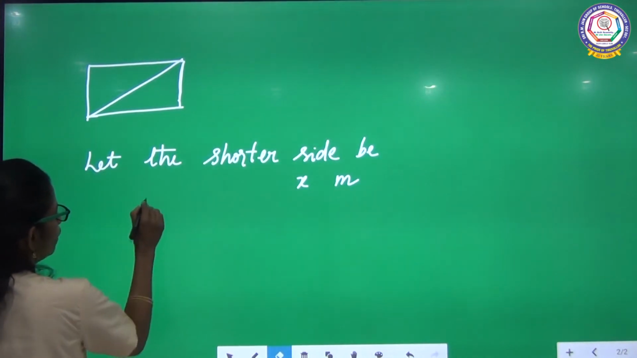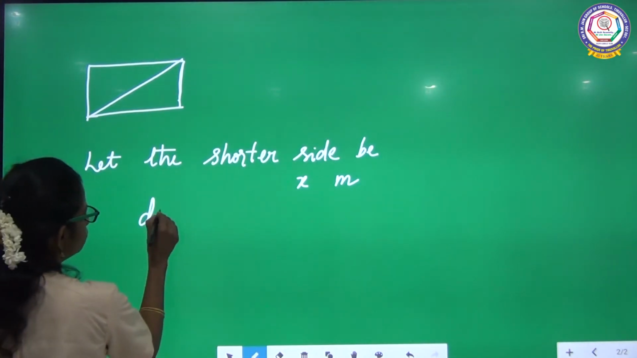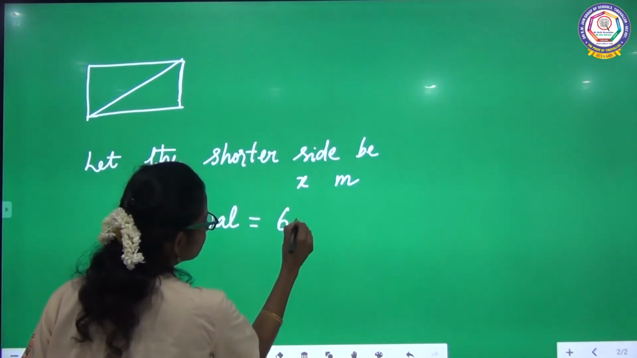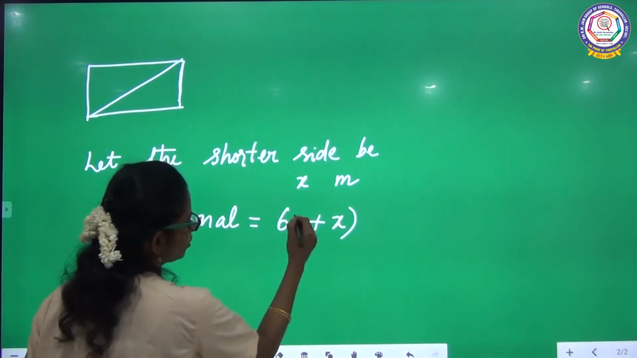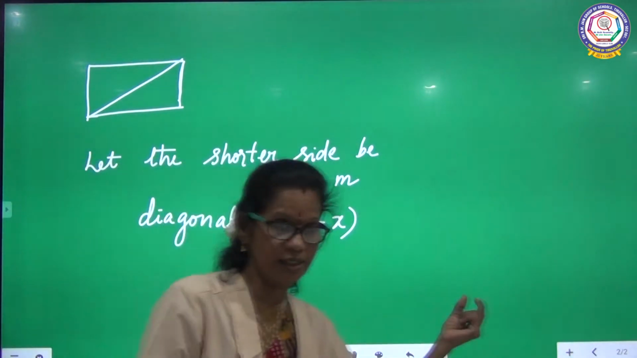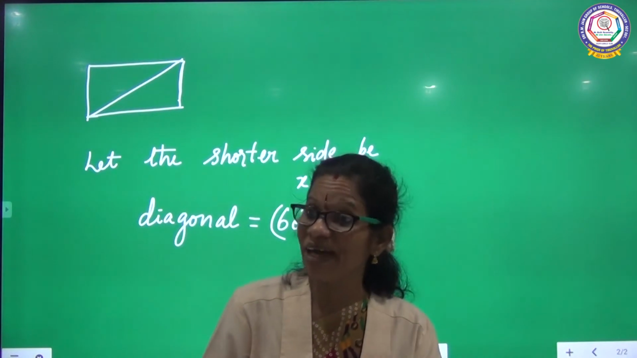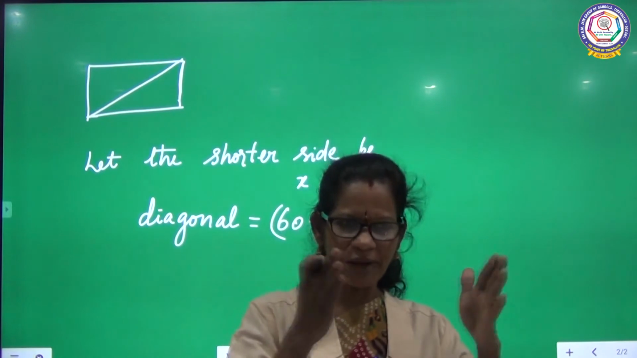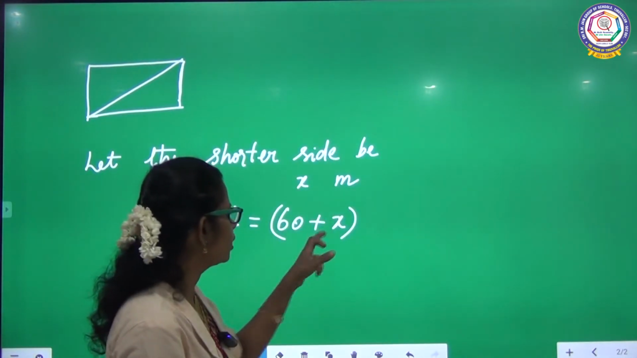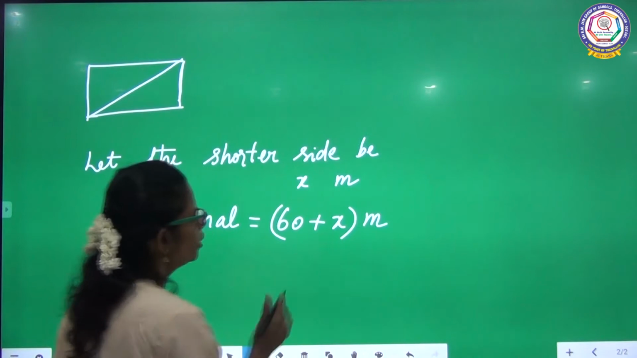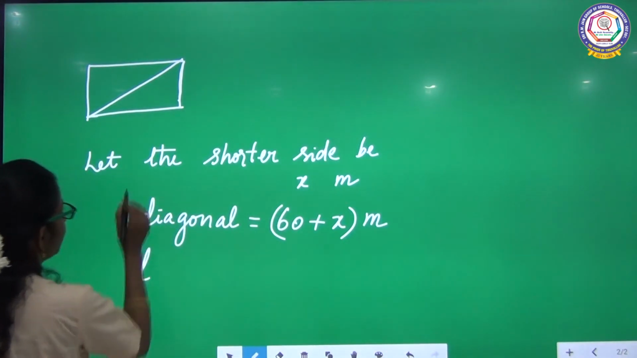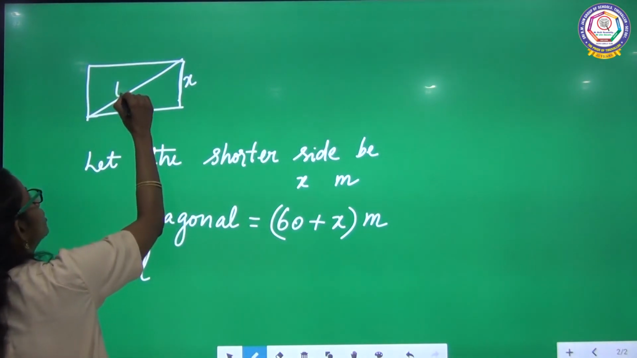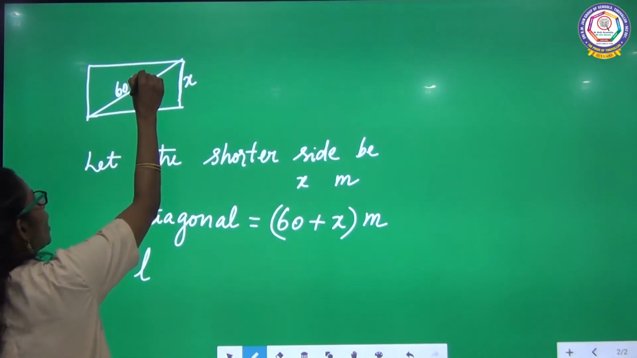Diagonal equal to 60 plus x. The words more than are replaced by the basic operation, positive. Less than means negative. Product means multiplication. So the diagonal is 60 plus x meter. Then they said larger side. The shorter side you consider as x, and the diagonal is given as 60 plus x.